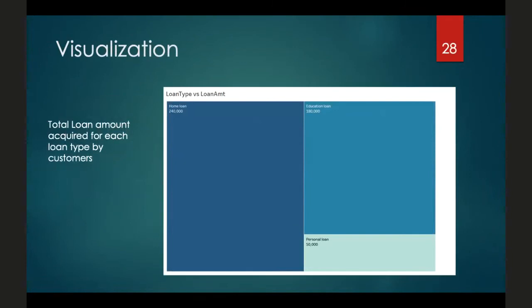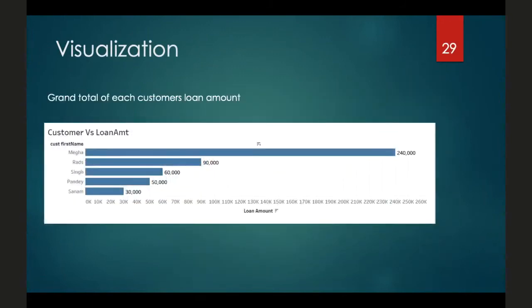So we have different kinds of loans in our banking system. We want to know the total amount of loan taken for each loan type for the customer table, and this gives us an insight of that. Then this customer versus loan amount table. We want to know the total amount of loan each customer has taken. So this gives us the information.